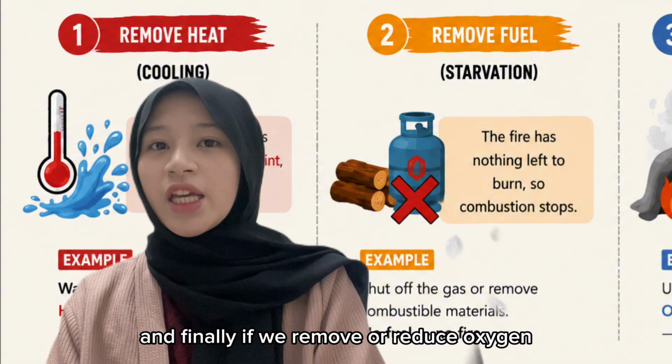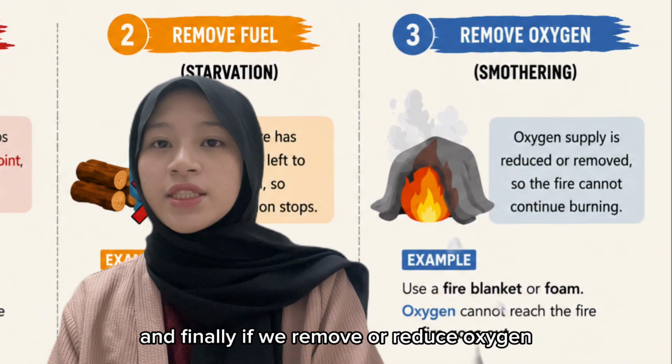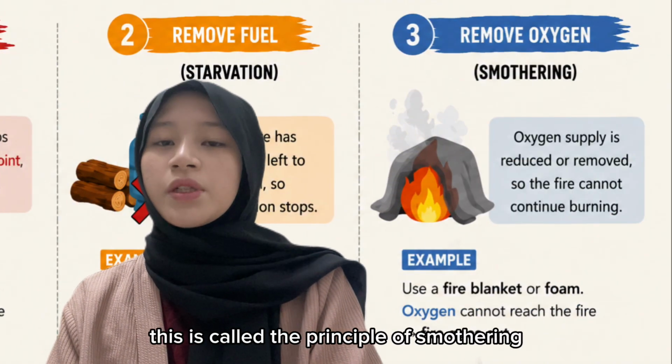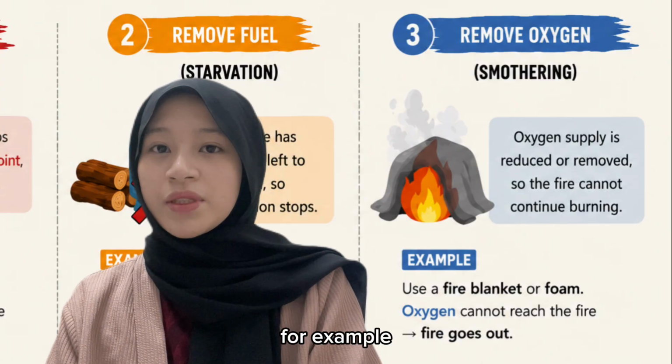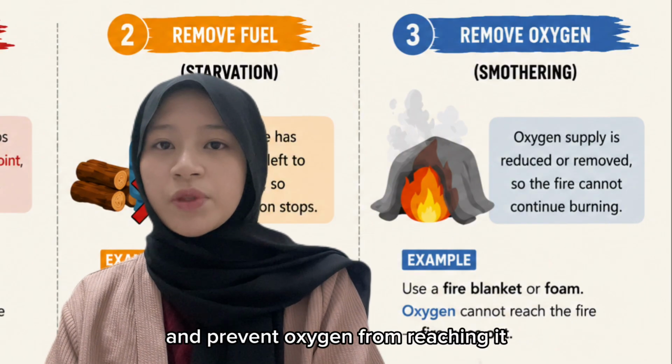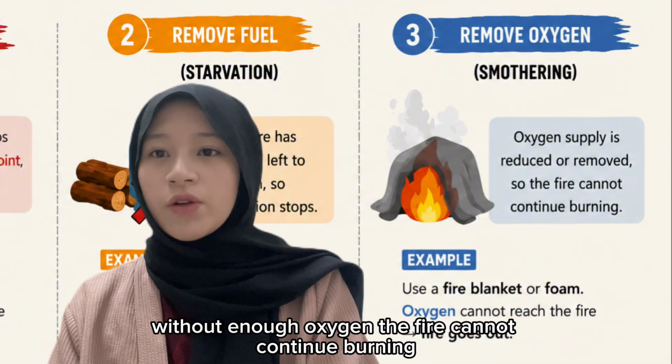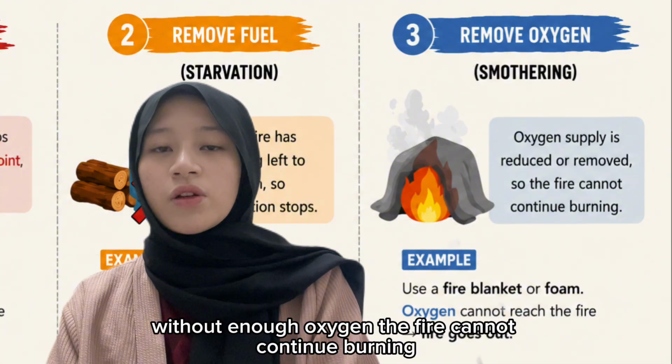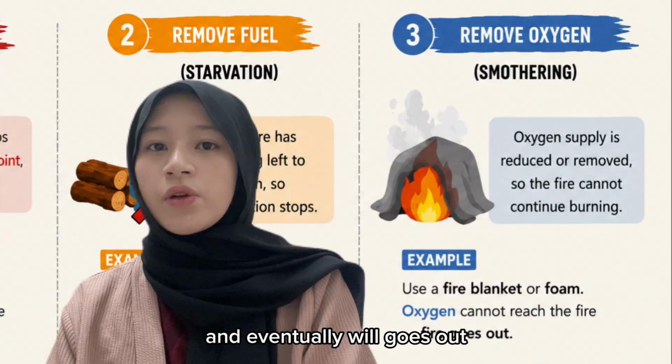And finally, if we remove or reduce oxygen, this is called the principle of smothering. For example, a fire blanket can be used to cover a small fire and prevent oxygen from reaching it. Without enough oxygen, the fire cannot continue burning and eventually will go out.